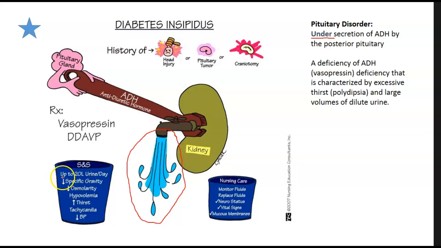So signs and symptoms, up to 20 liters of urine a day. This patient will have a lower specific gravity, lower osmolarity, hypovolemia, increased thirst, tachycardia, and lower blood pressure. Okay. And when it says lower osmolarity, this is going to be lower urine osmolarity. What you want to watch is monitor their fluids, replace your fluids, check their neural status, watch vital signs, and if they're dehydrated and truly dehydrated, they're going to have warm, dry mucous membranes.